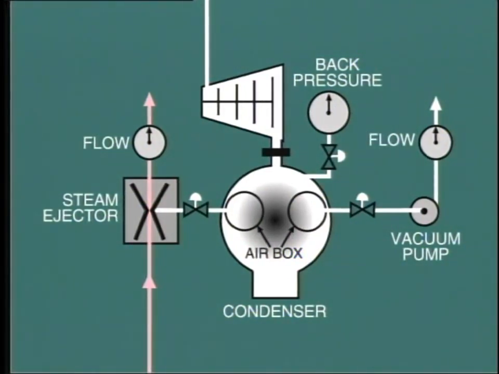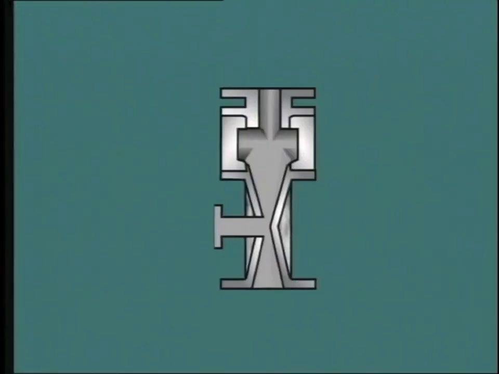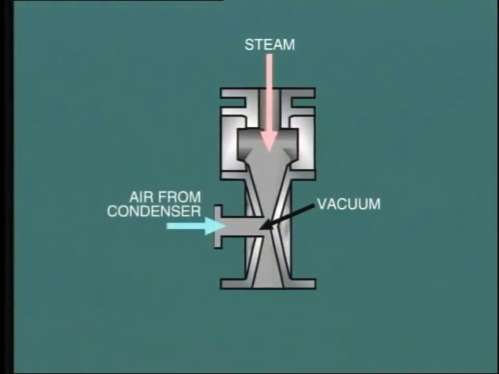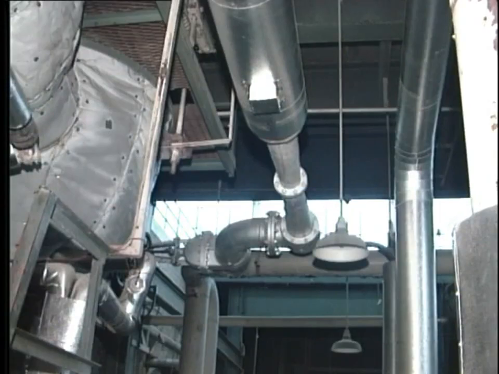Let's see how the steam ejector works. This functions on the principle of the Venturi nozzle like this. When high-velocity steam passes through this nozzle, it creates a vacuum at this convergent point. This is the point which is connected to the air box in the condenser. The air enters the nozzle and is mixed with the steam passing through. On a startup ejector, also known as a hogging ejector, this mixture is discharged to atmosphere.